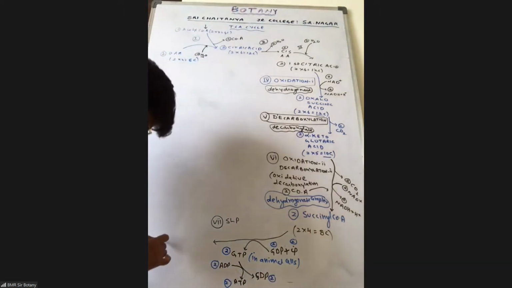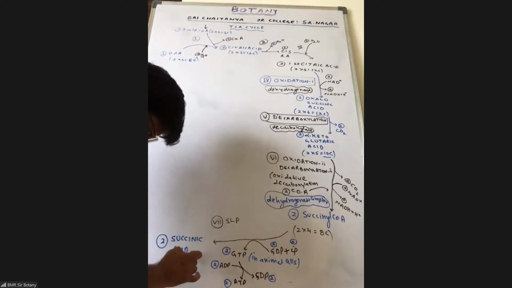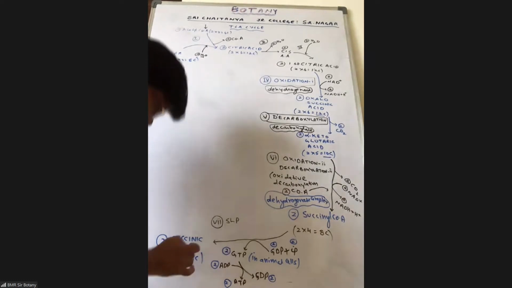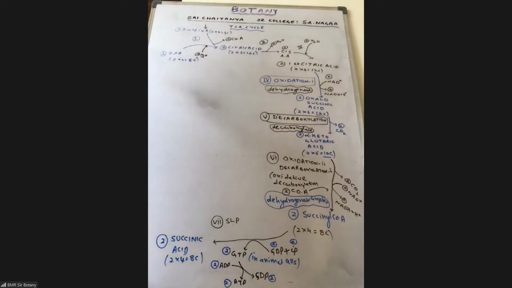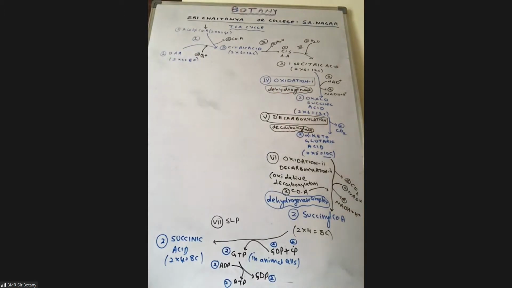You get two molecules of succinic acid. How many carbons? 4 carbon. Here onwards, all will be 4 carbon. Succinyl-CoA onwards up to oxaloacetic acid, all are 4 carbon. Citric acid onwards up to oxalosuccinic, all are 6. Sorry, all are 6 carbon. So alpha ketoglutaric acid is the only 5 carbon compound of the entire pathway. Possible question for this weekend test.